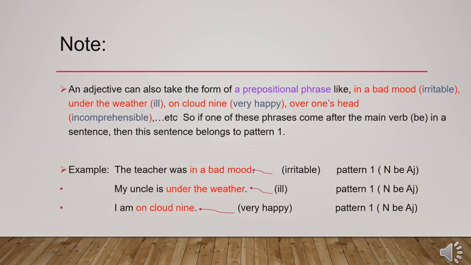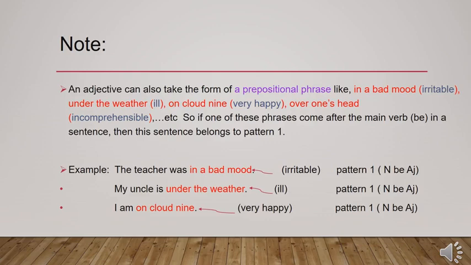On cloud 9. This prepositional phrase means very happy, so it has the meaning of an adjective. Over one's head. It means incomprehensible, unclear. And we have a lot of these prepositional phrases that have the meaning of adjectives. So if one of these phrases comes after the main verb be in a sentence, then this sentence belongs to pattern number 1.